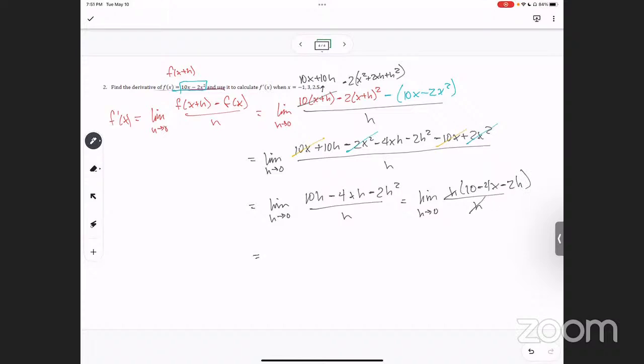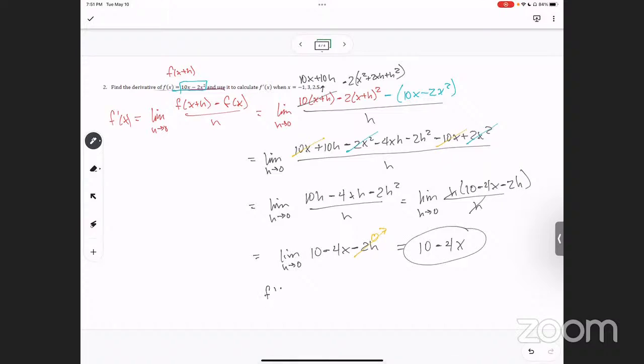So this just equals the limit as h goes to 0 of 10 minus 4x minus 2h. And what does that equal? When I just plug 0 in, the 2h goes away, right? And what am I left with? 10 minus 4x. That's your derivative. So now I can answer this question.